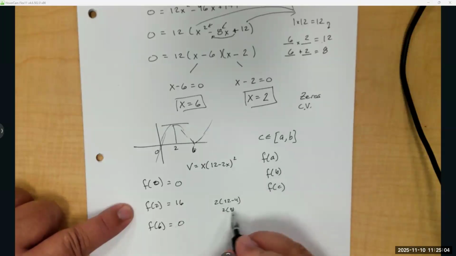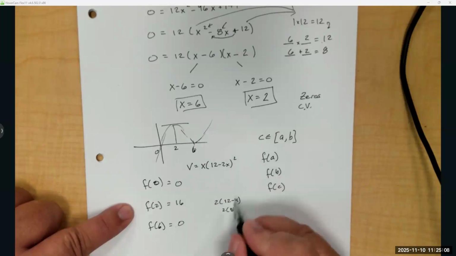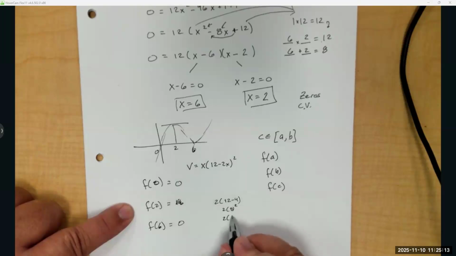I missed that, sorry. 2 times 2 is 4, 12 minus 4 is 8. 8 squared is 64, so it's 128.